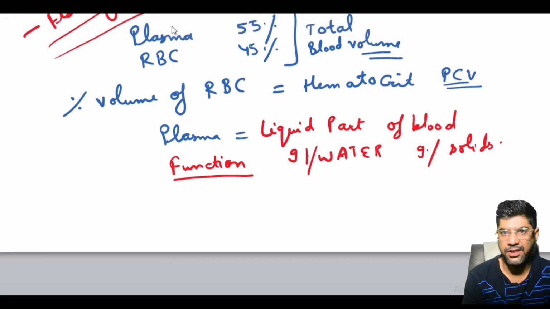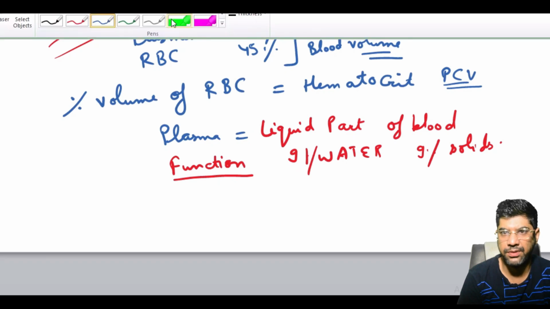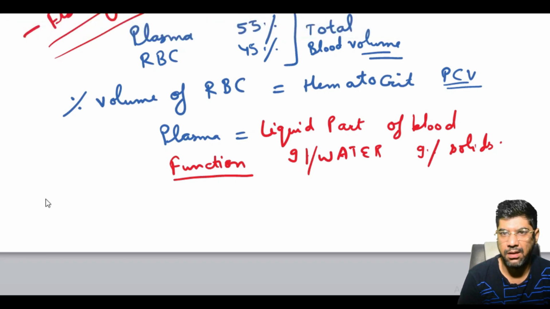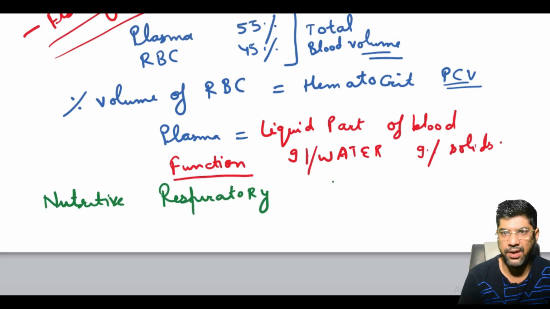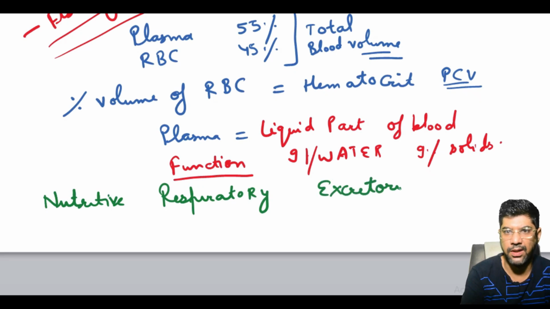So what is the function of blood? Blood transports nutritive substances like glucose, amino acids, lipids, vitamins absorbed from the GIT to different parts of the body. It has a respiratory function. Blood transports respiratory gases, oxygen from the alveoli of the lung to the tissue and carbon dioxide from the tissue to the alveoli.